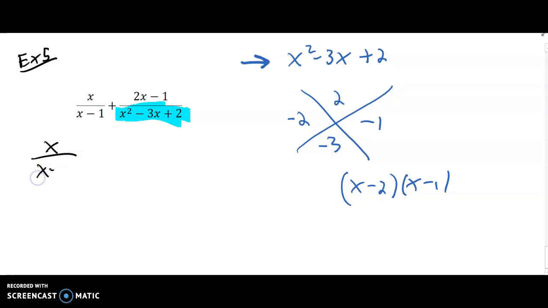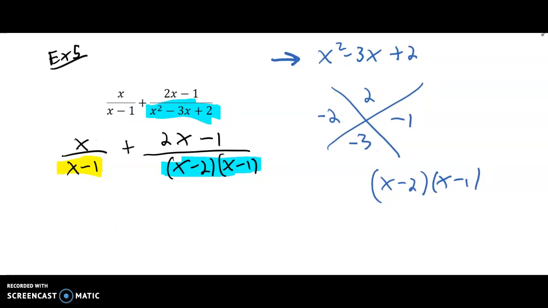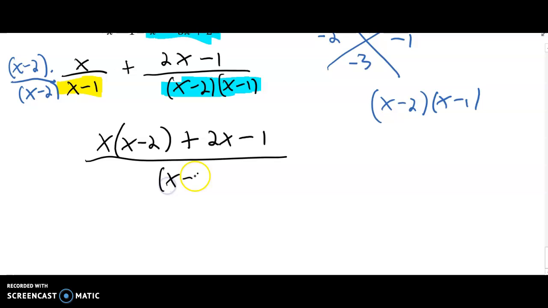First fraction did not change. Numerators have not changed. Now we've got x minus 2 and x minus 1. Just replace that. They're the same expression, written a different way. Now, I can see that they actually both have an x minus 1, so I just need this first fraction here to get an x minus 2. So we're going to multiply that in. Now we've got x times x minus 2 plus 2x minus 1 over x minus 2, x minus 1.